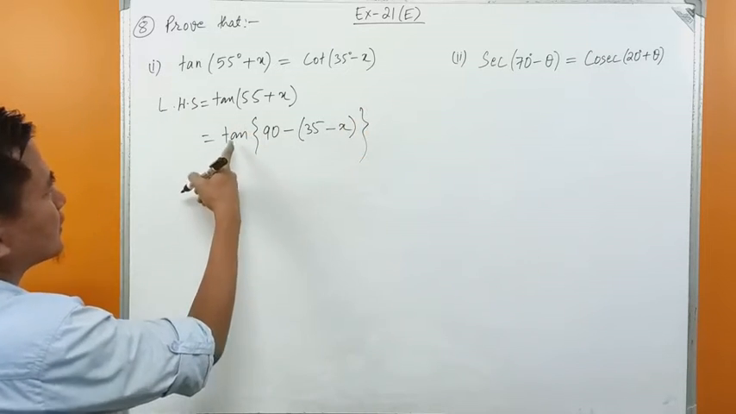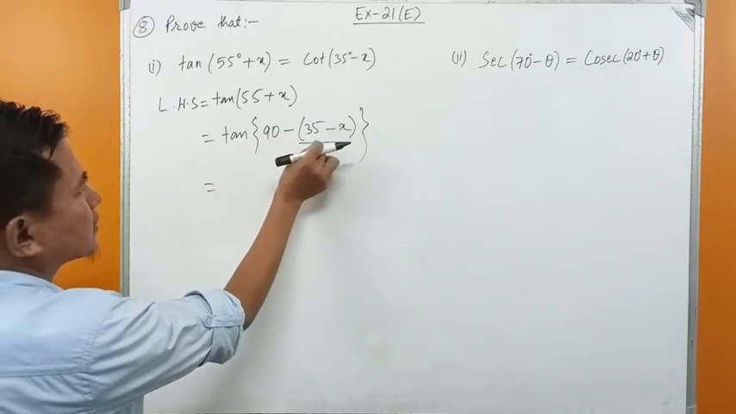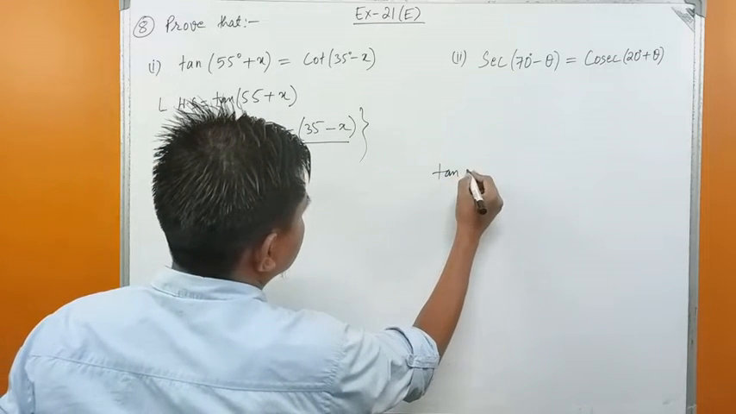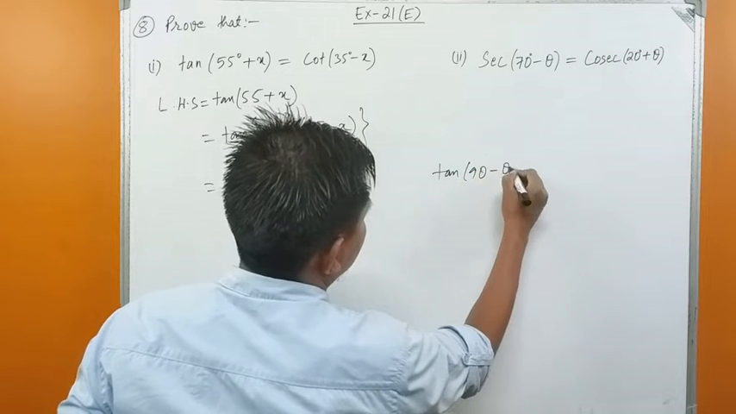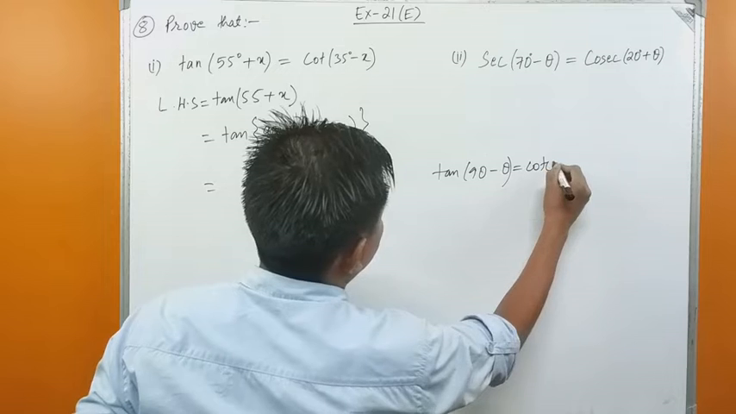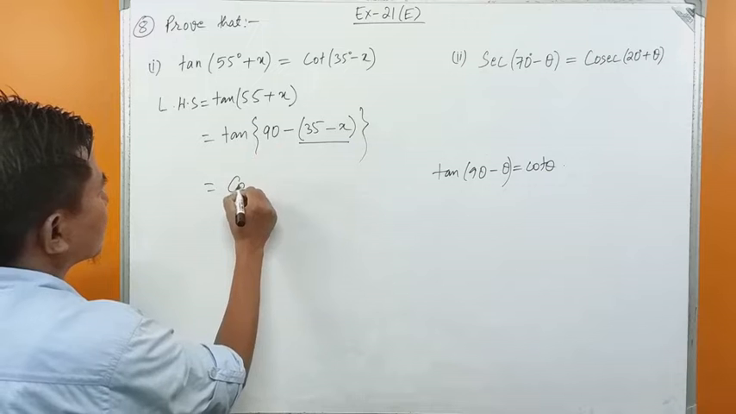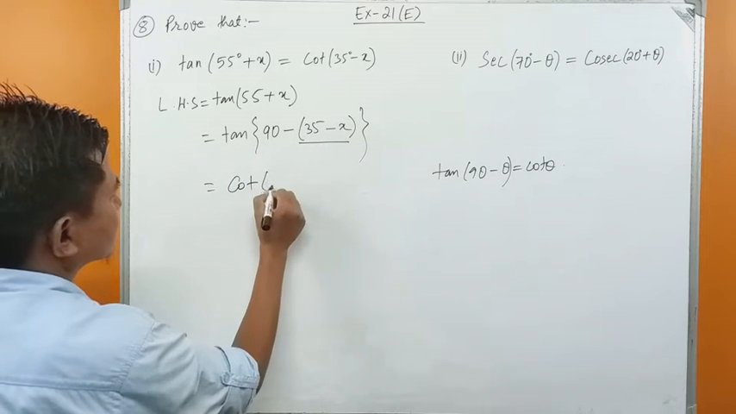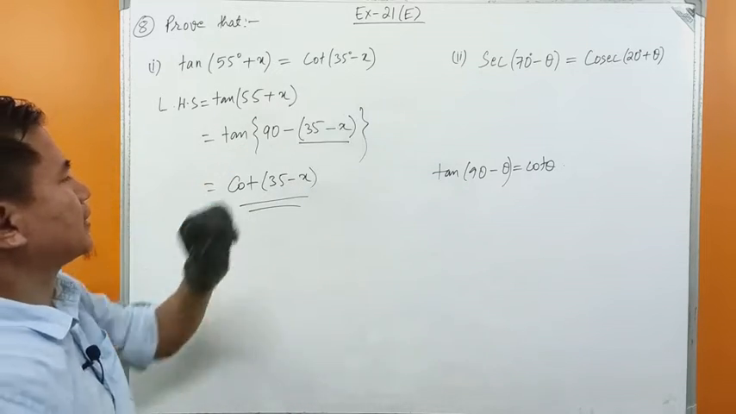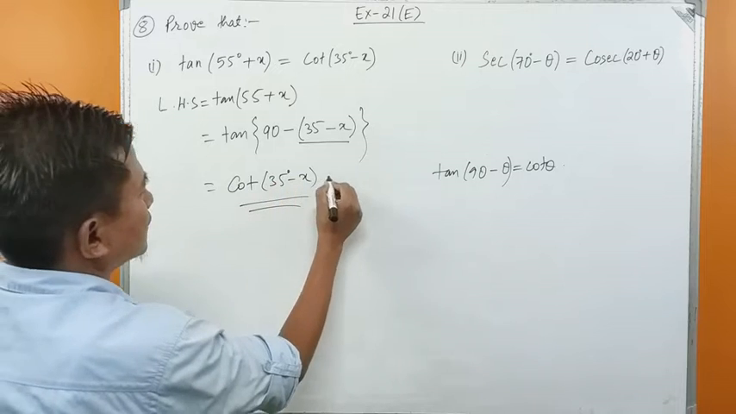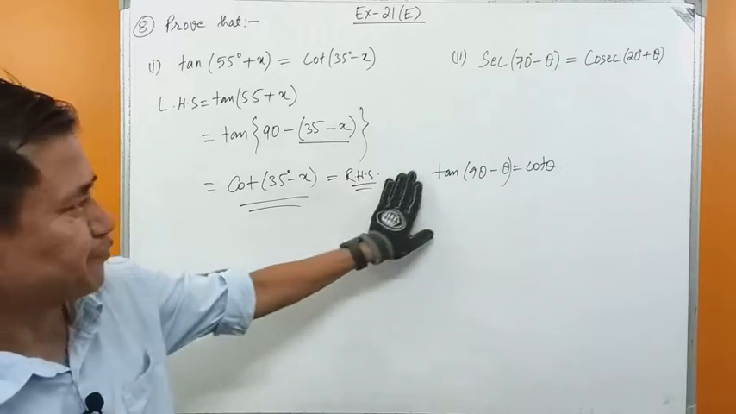So this gives us tan (90 minus theta). This is theta. Tan (90 minus theta) is cot theta, isn't it? We know this formula. What is theta? Theta is 35 minus x. So this is what we have in the right hand side, cot (35 degree minus x). This equals RHS. Hence proved. Okay, very easy, isn't it?